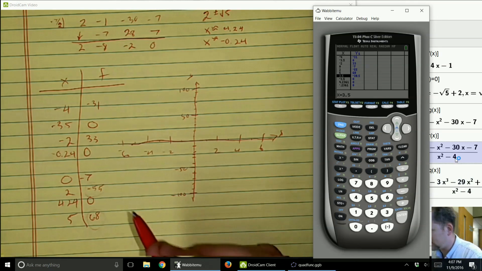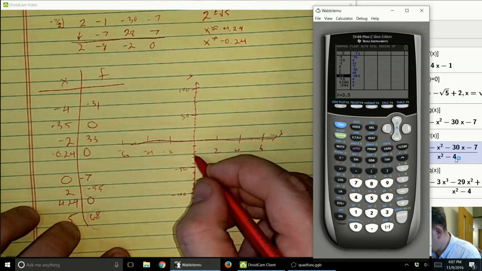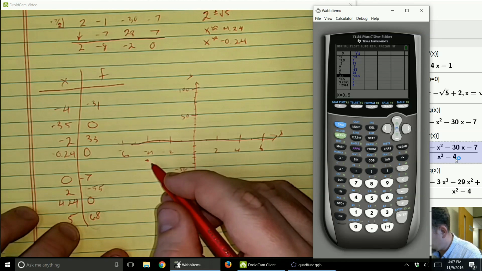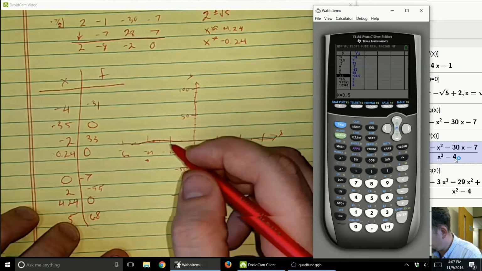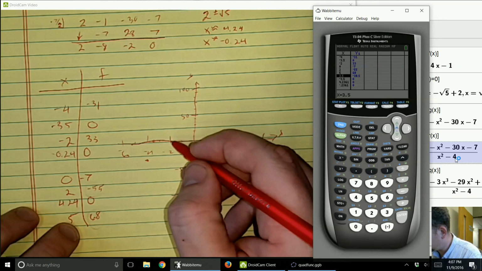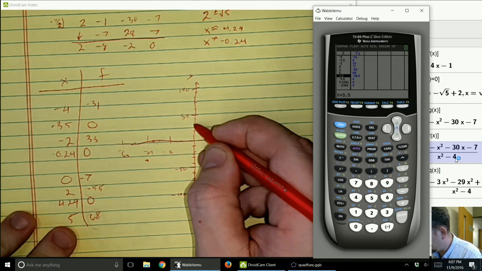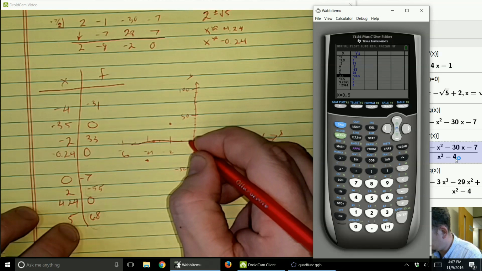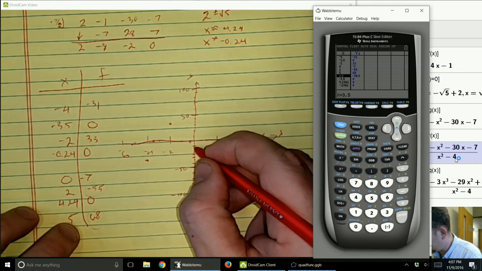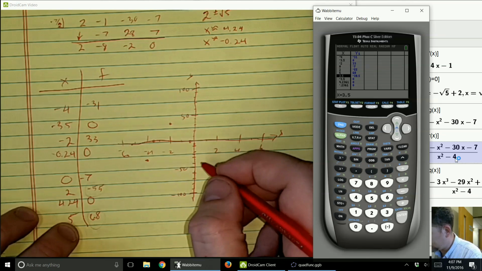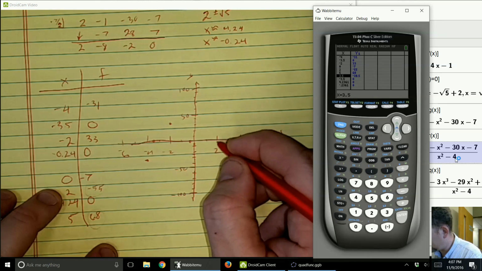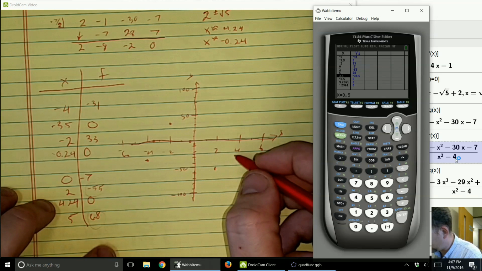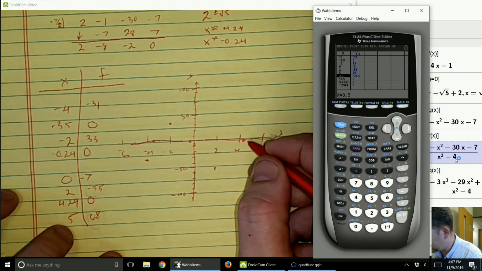We just plot these. -4, -31. So if that's -30, pretty close to that. Then -3.5, 0. -2, 33, so that's a little above that. Well, -1/4 basically, 0. And 0, -7 is like right there. 2, -55 down here. 4.25, 0. 5, 68.